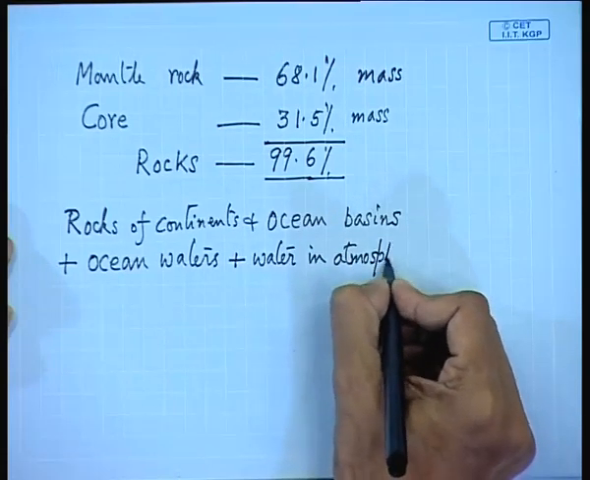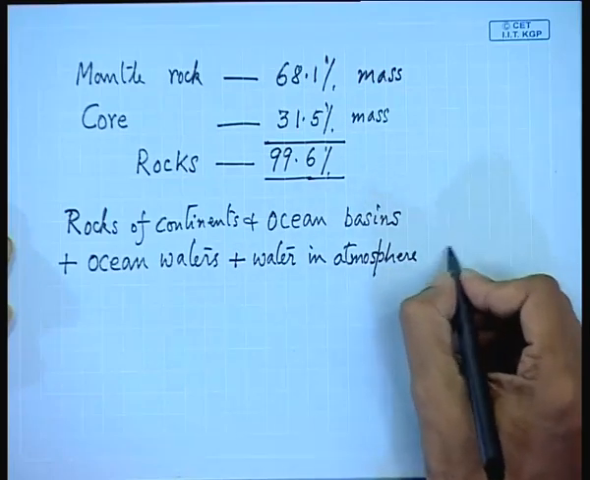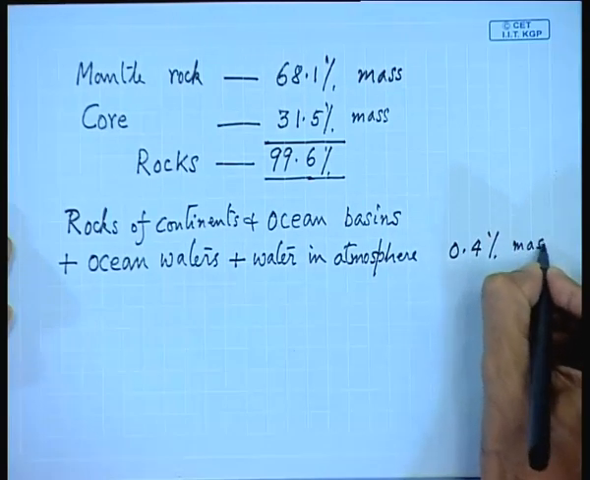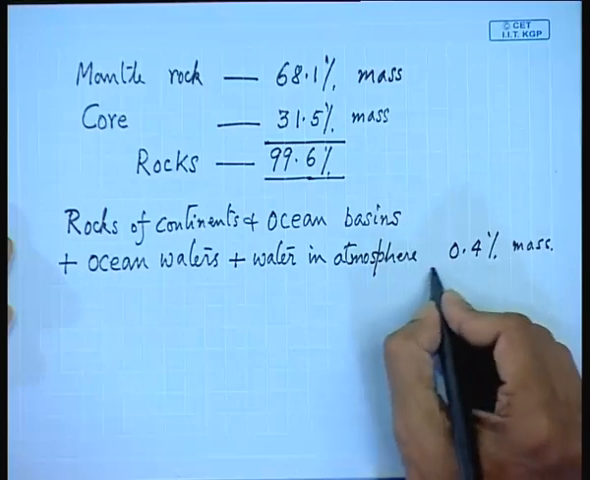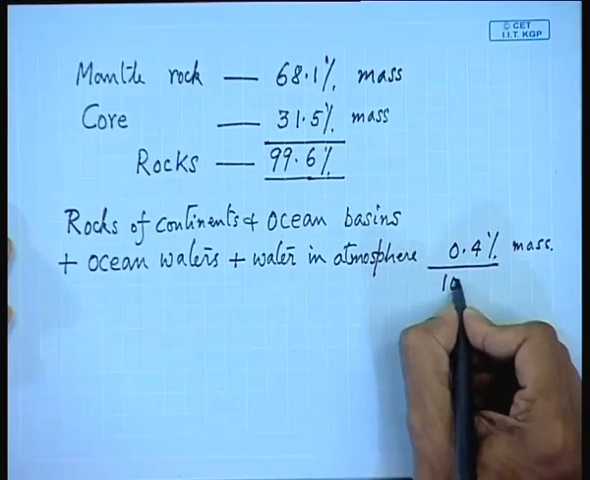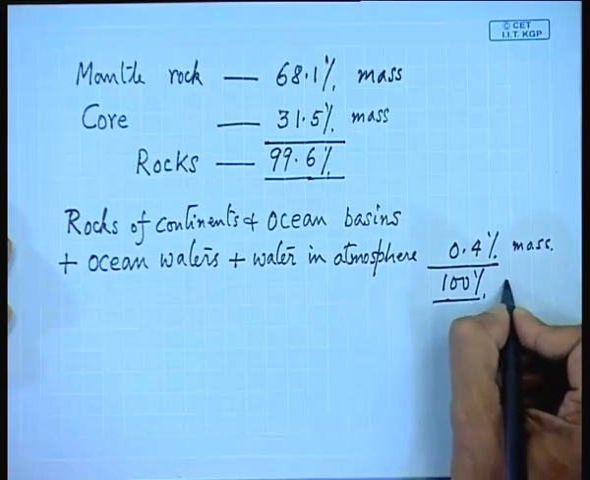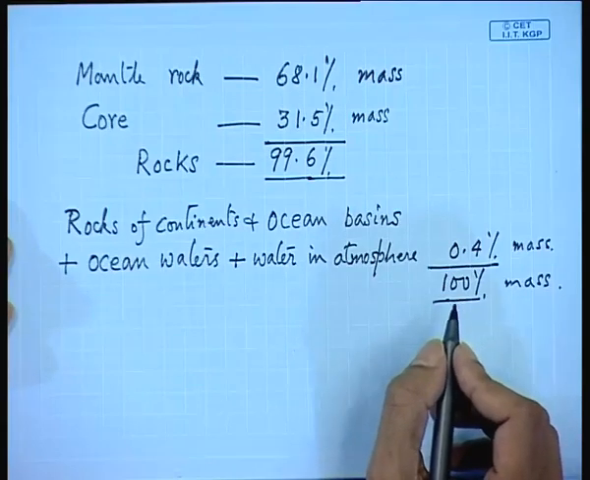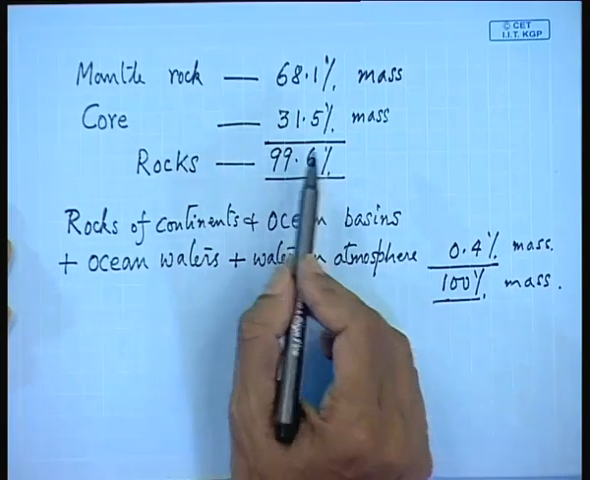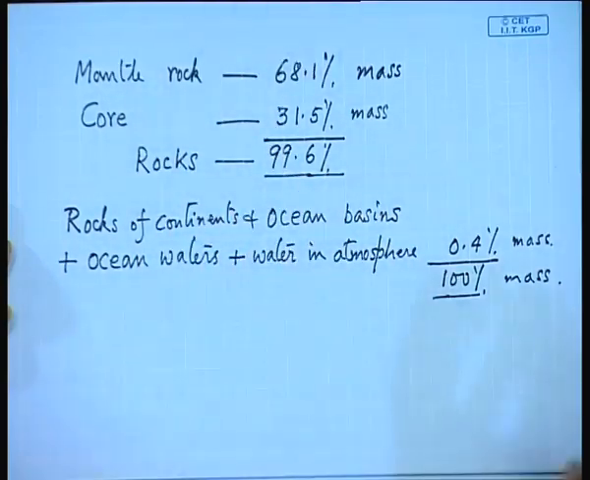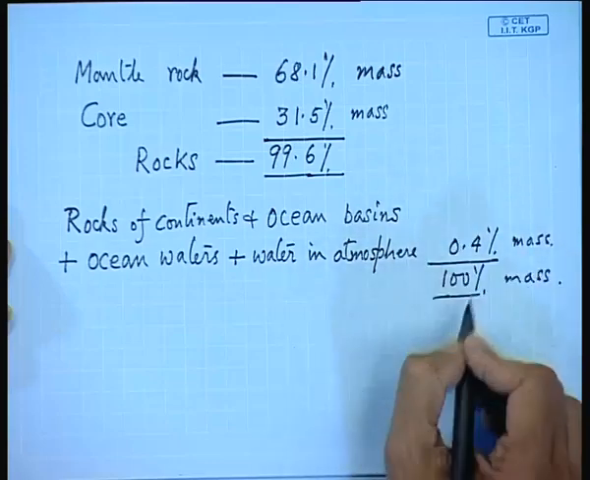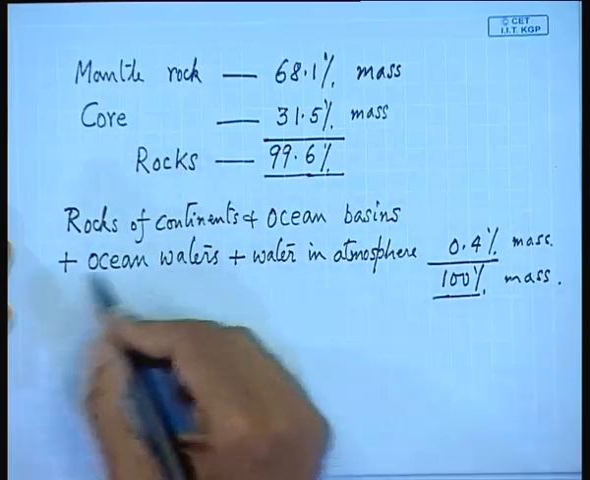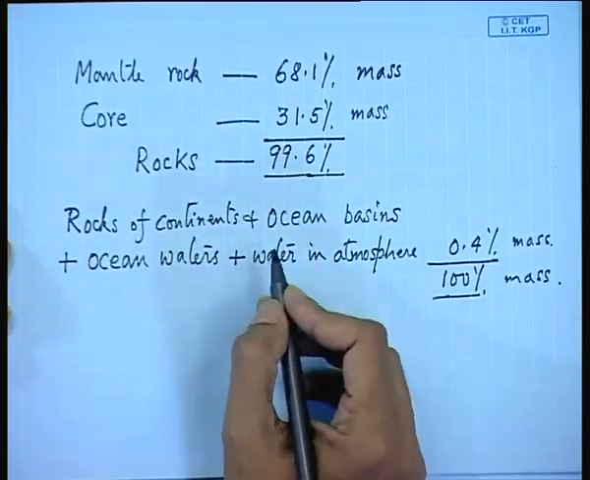Now, the water in the atmosphere, these constitute only 0.4% of the total mass of the earth. So, if one adds 99.6 plus 0.4, we get the total mass, that is 100% of the mass. So, from this breakup we can see a large part of the earth is constituted by the core and the mantle rocks. Only a small part of the mass, hardly 0.4%, is occupied by the continents and waters.